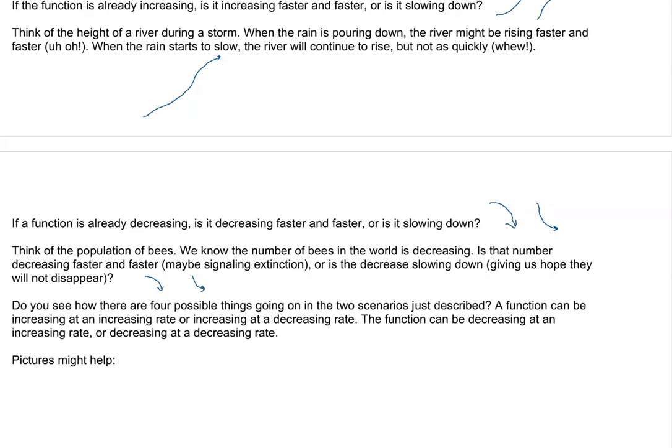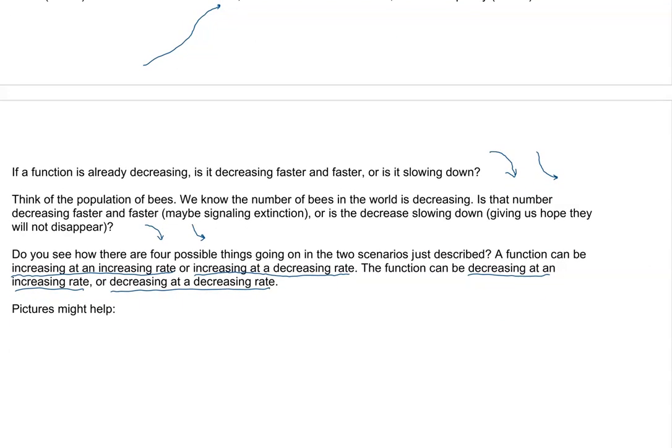Do you see how there are 4 possible things going on in the 2 scenarios, the storm, the river water, and the bees, in the 2 scenarios just described? A function can be increasing at an increasing rate or increasing at a decreasing rate. The function can be decreasing at an increasing rate or decreasing at a decreasing rate. And the pictures can really help. The language is tricky, and you just have to sort of sort it out for you. So again, the pictures might help.